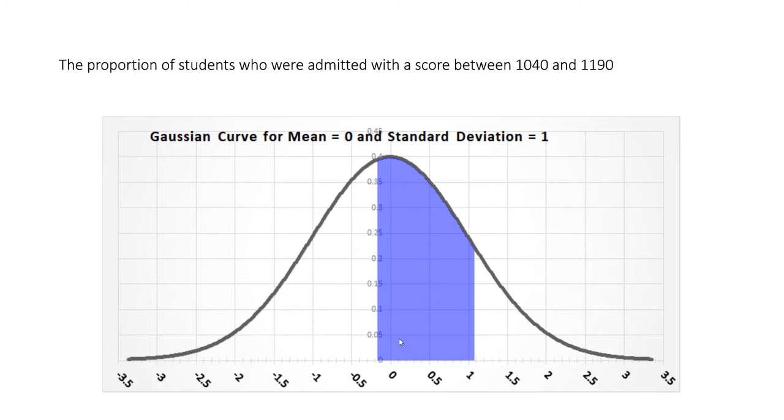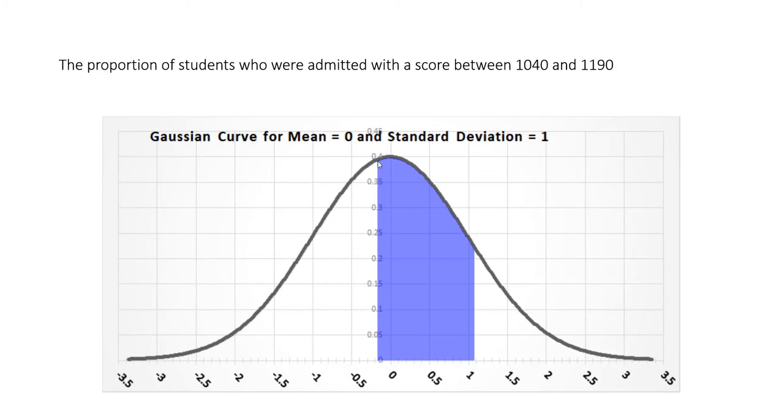The spreadsheet will only give me values to the left. In other words, if I just pop in, say, this z-value, and I want to know how much area is under the curve, it will give me the area from here, or the proportion, from this all the way down, all the way into the tail, the left tail.